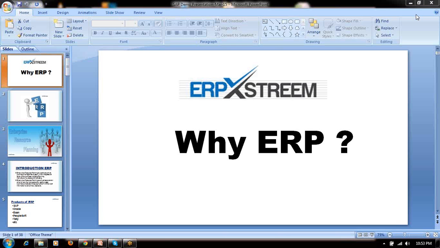But since the evolution of ERP, the management worked in such a way that they went in-depth to the root of each and every department and got the requirements. What is the requirement for a particular department? What is the requirement for another department? They did a lot of research to develop this system. So basically this system stands for Enterprise Resource Planning.